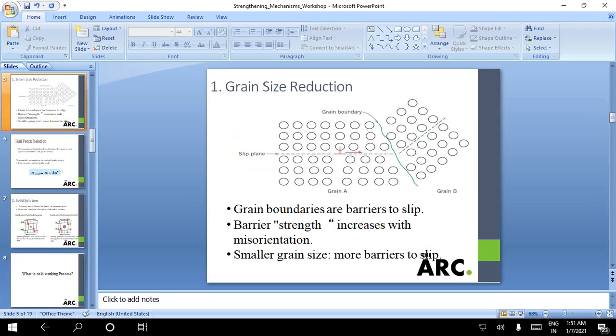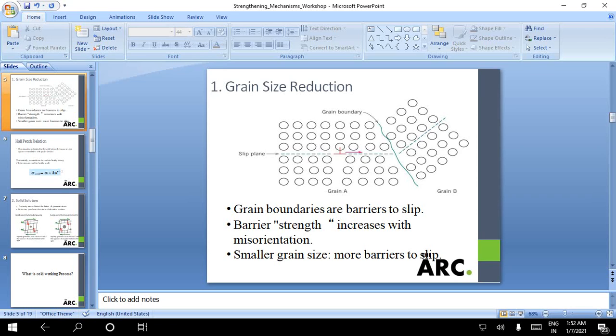See here in the diagram, they mention it very clearly. These are the grains. These are the different grains in the lattice space. Okay, so the grain A, the grain B. These have very small size grains. Okay, so when there is a smaller grain size, there are more barriers to slip. That means slipping is prevented when there are more boundaries. Okay, and also the grain size will matter.